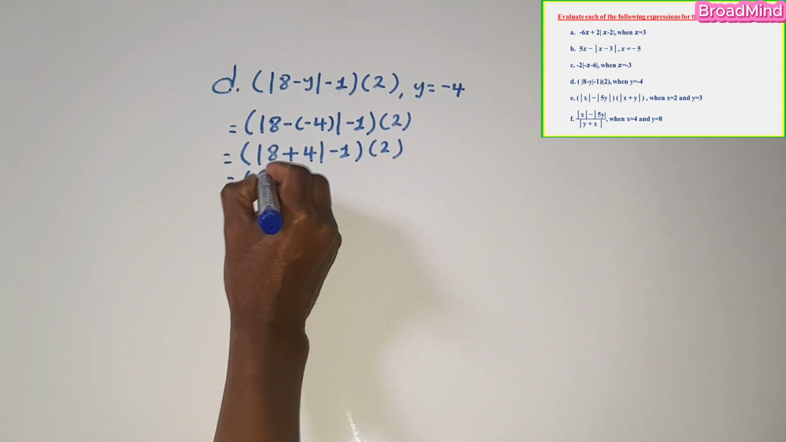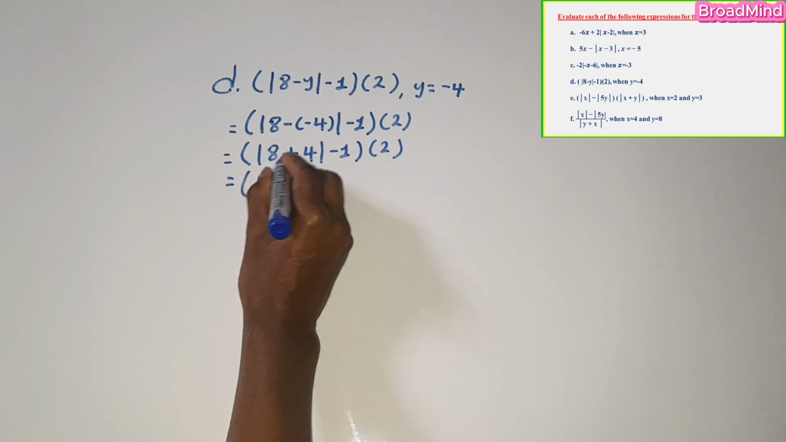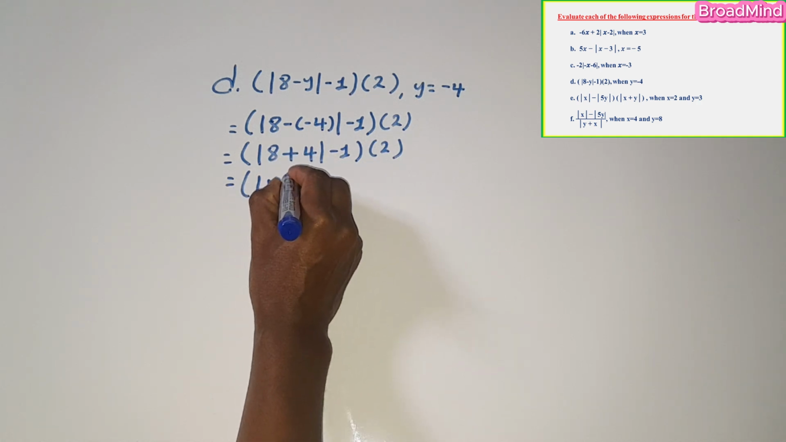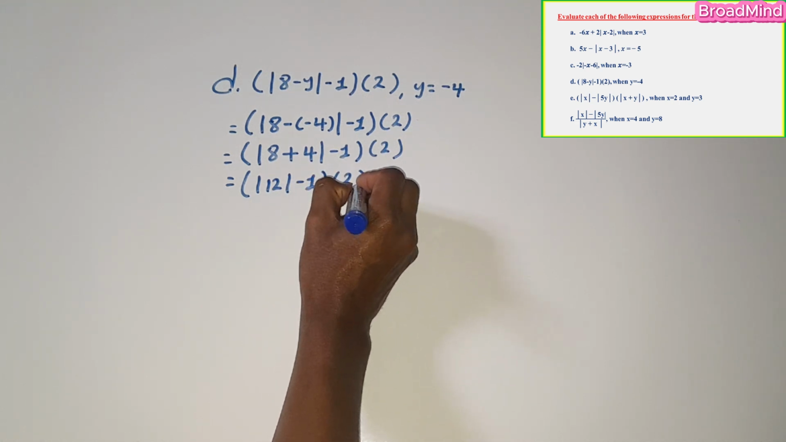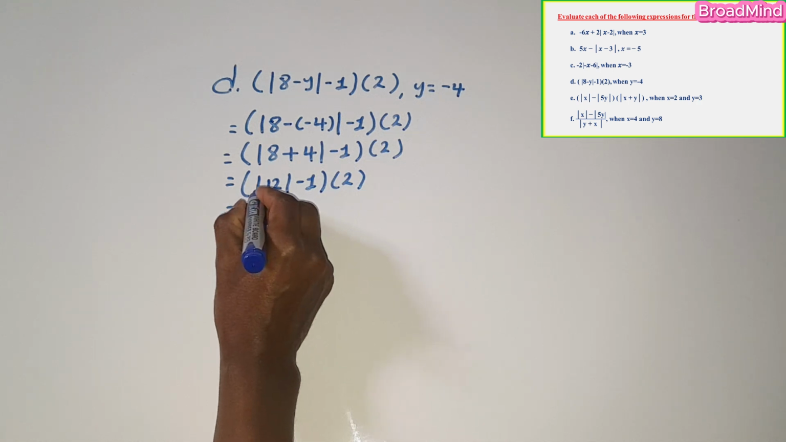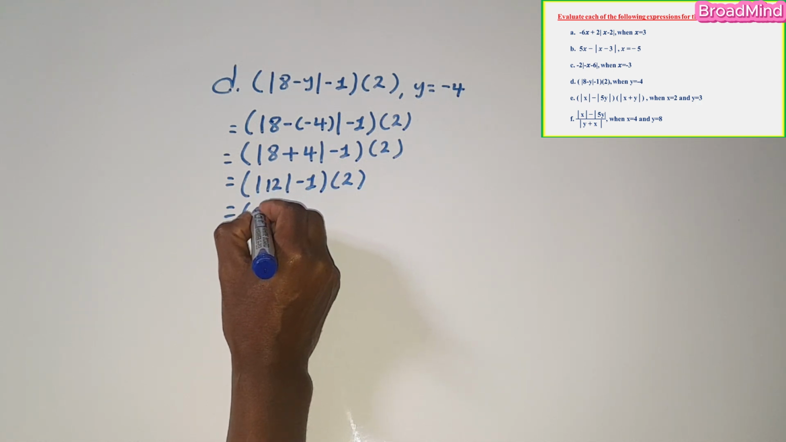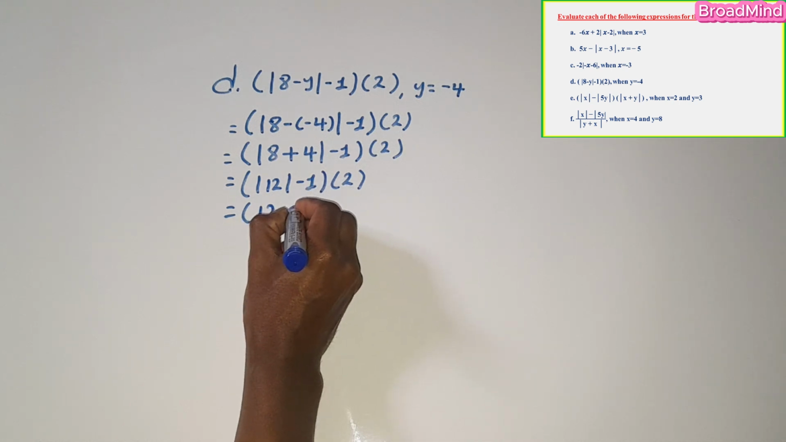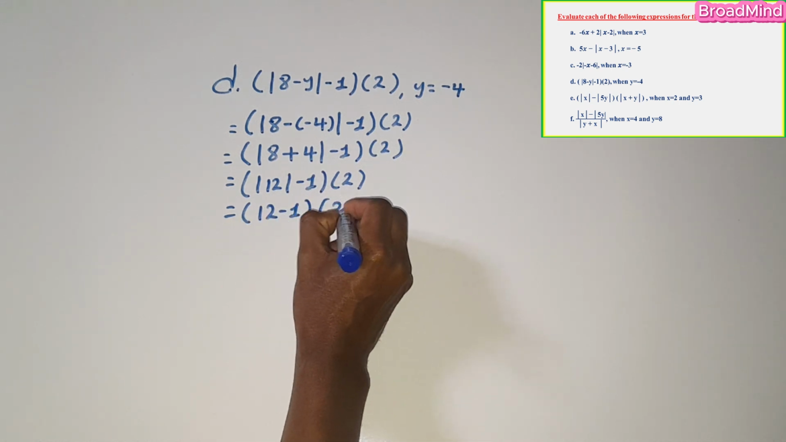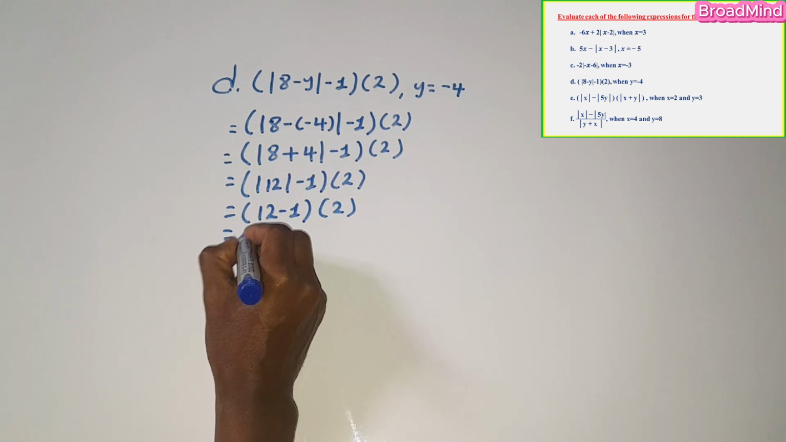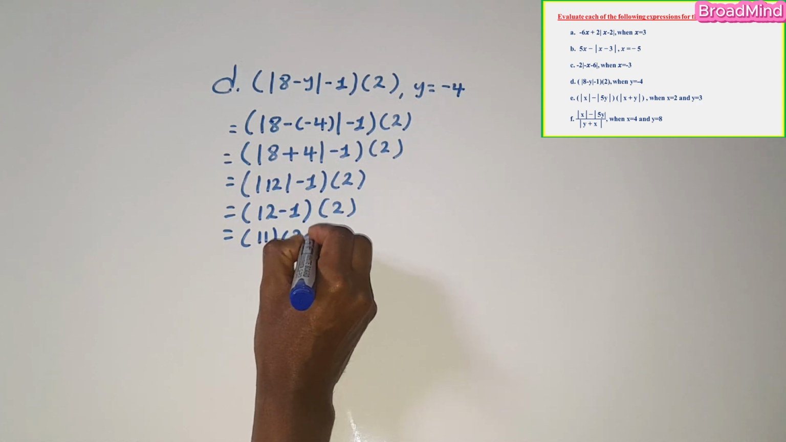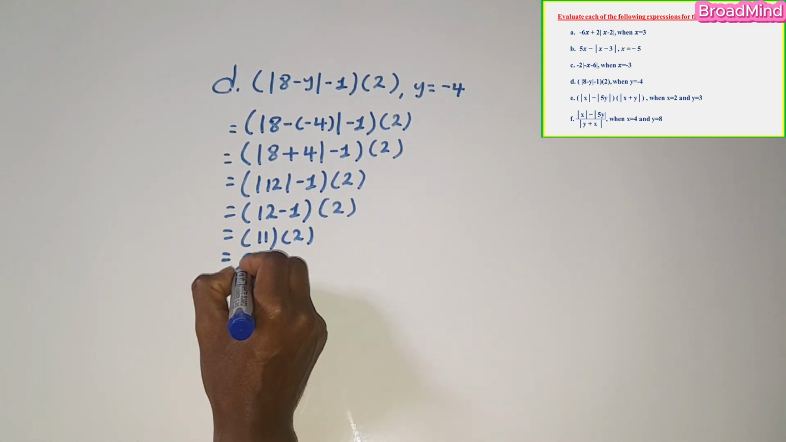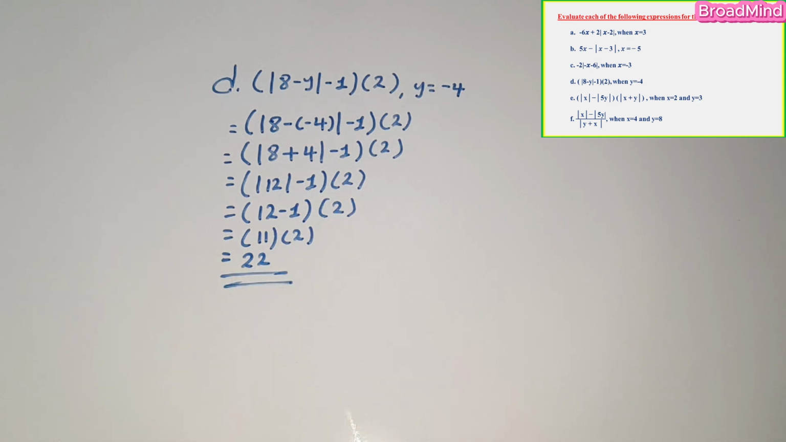The bracket, absolute value of 8 plus 4, 12, minus 1, in the bracket 2. Absolute value of 12 is equal to 12, minus 1, in the bracket 2. Now 12 minus 1 gives us 11 multiplied by 2. Then this is equal to 22. Okay, E.